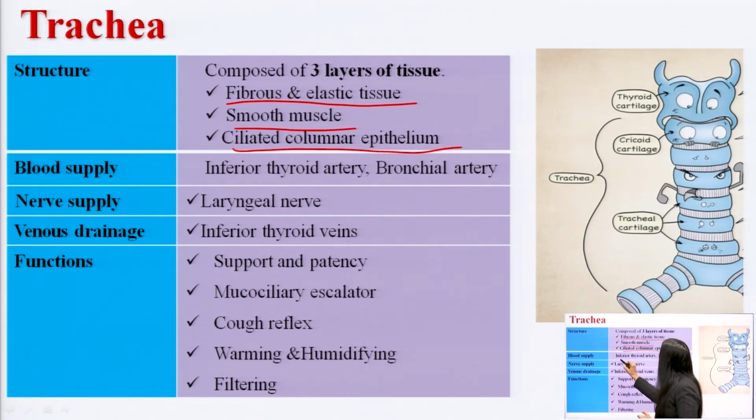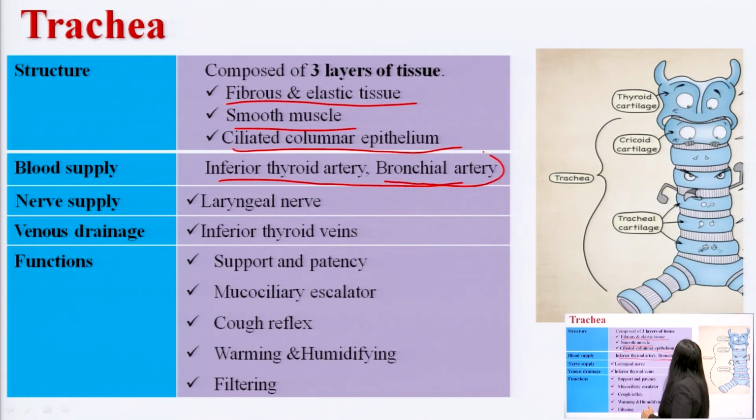So what is the blood supply? For the trachea, you can see the inferior thyroid artery and the bronchial artery. So the bronchial artery and inferior thyroid artery will supply the blood. And next, what is the nerve supply to the trachea? The laryngeal nerve.